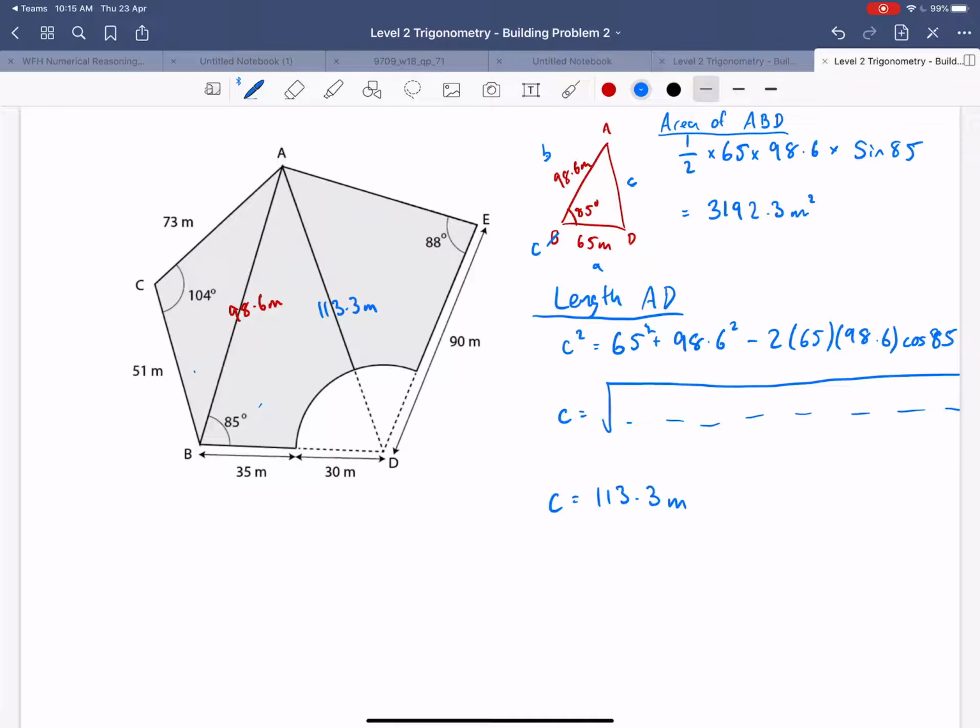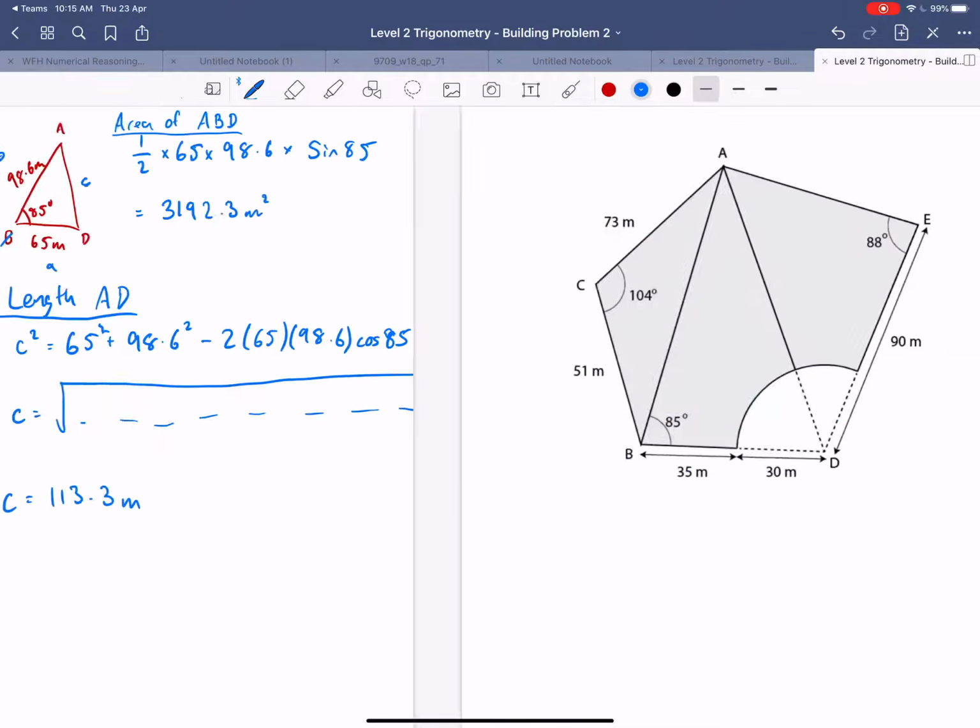communicating what you're working out each time. So writing area of ABD and length AD, so that when reading it, it is clear what you are trying to do, so that it's clear why you are trying to do it. Okay, length of AD also continues down into that sector area, so make sure that you are including that when it comes to ADE. So let's have a look at ADE now.